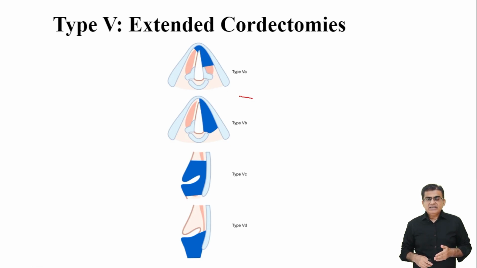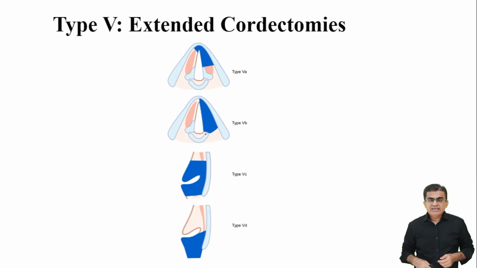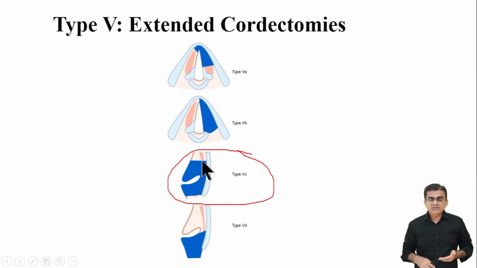Second, look at the type 5B cordectomy. This is the posterior extension. We use this when the cancer grows backwards and encompasses the arytenoid cartilage. See here. Third, look at the type 5C cordectomy. This is the superior or supraglottic extension. We use this when the tumor climbs upward to involve the ventricle fold, which is your false vocal cord. See here.